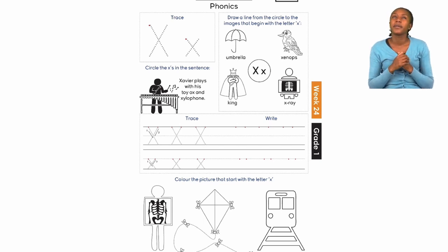Good job. Now on the page you will see there they want you to trace. You will see the letter X given in a capital letter and in a small letter. So when we trace, remember everyone, you have to take your pencils. I put it on the board as well, so let's do it together.